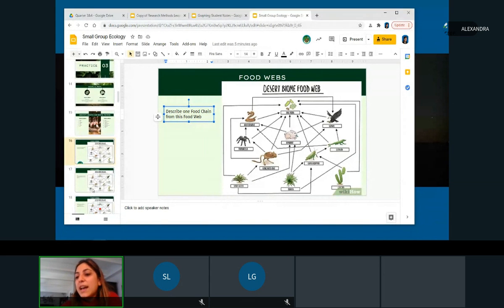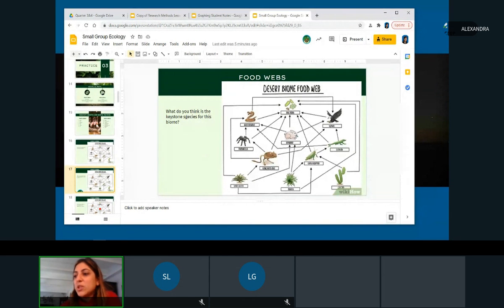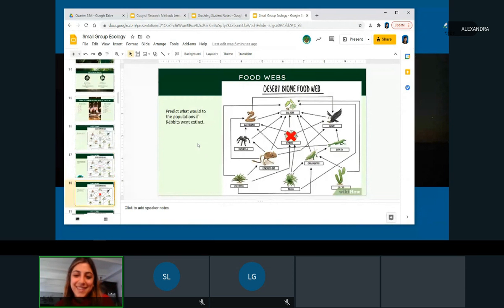Great. What about slide 17? So now, taking a look at this, which do you think is the keystone species for this biome? So remember that a keystone, Spencer, remember that we're on 17, my bad. Keystone species are the species in an environment that really holds everything together. If you remove that species, then we start to see a really big issue when it comes to the population. So taking a look, which one do you think is the keystone species?